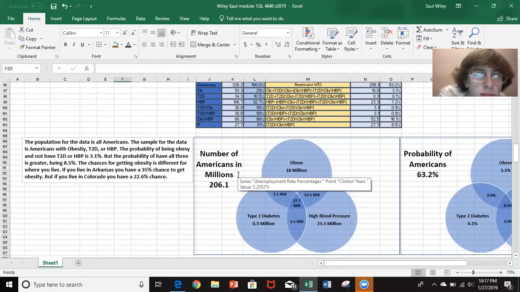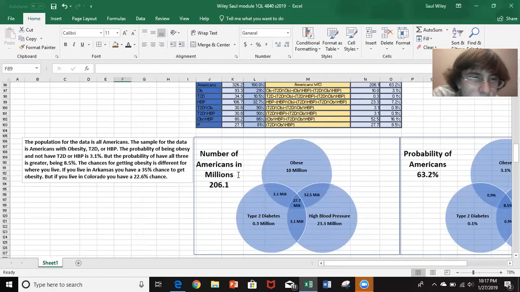The probability of being obese and not having type 2 diabetes or high blood pressure is 3.1%, but the probability of having all three is greater, being 8.5%.